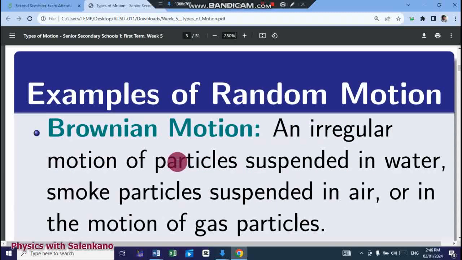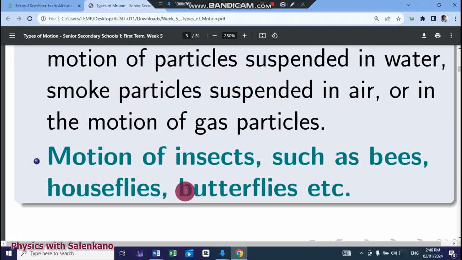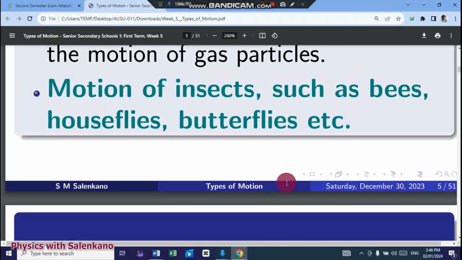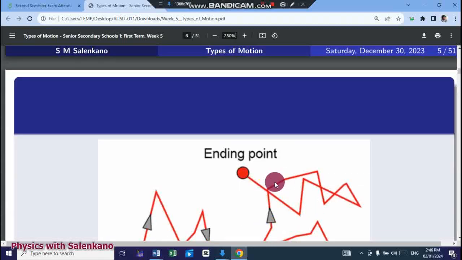Here are examples of random motion. The first one is Brownian motion. The Brownian motion was studied by a scientist, Robert Brown, and this is why we use his name in order to honor him. And what do we mean by Brownian motion? Brownian motion is an irregular motion of particles suspended in water, smoke particles suspended in air, or the motion of gas particles. The second example is motion of insects such as bees, houseflies, butterflies, etc. We will see these examples in photos.